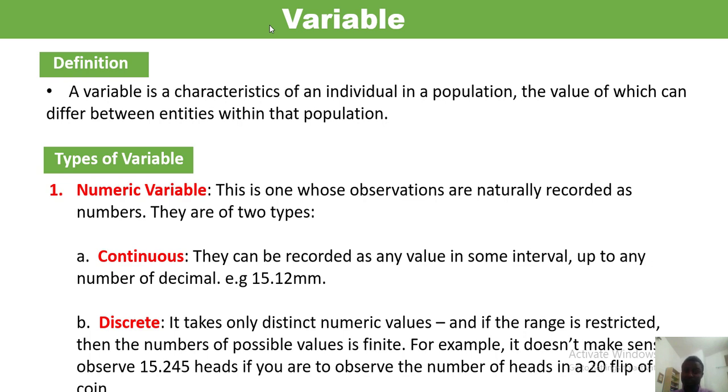The continuous variable, they can be recorded as any value in some interval up to any number of decimal, for instance 15.12 millimeter. The other form of it is the discrete. This takes only distinct numeric values, and if the range is restricted, then the number of possible values is finite. For example, it doesn't make sense to observe 15.245 heads if you are to observe the number of heads in a 20 flip of a coin. Doesn't make sense. So it is either we have one head and one tail.